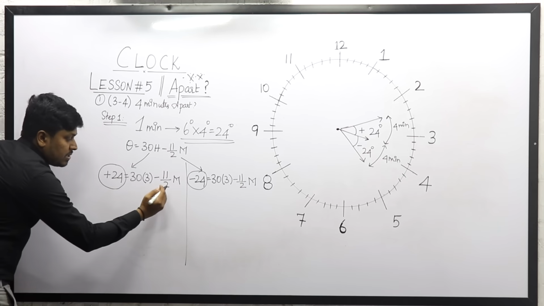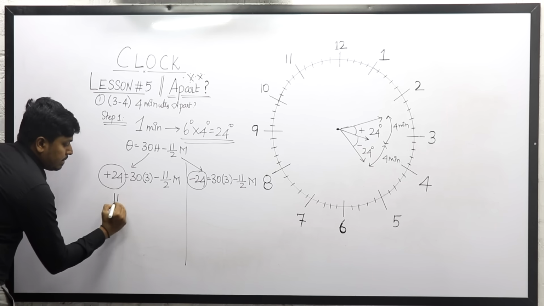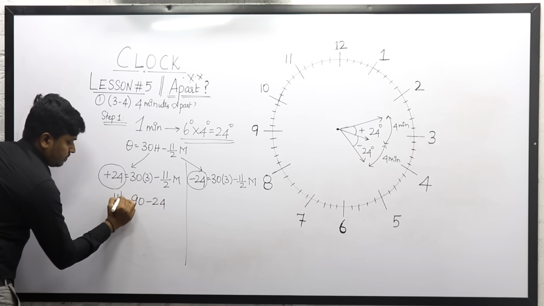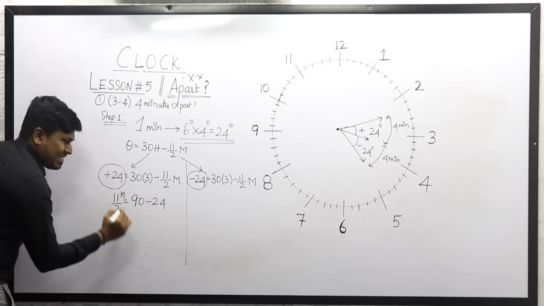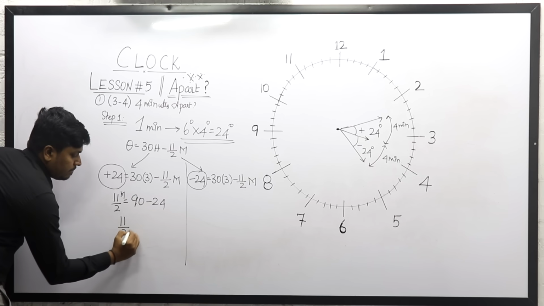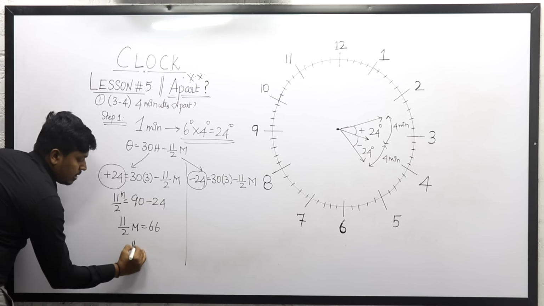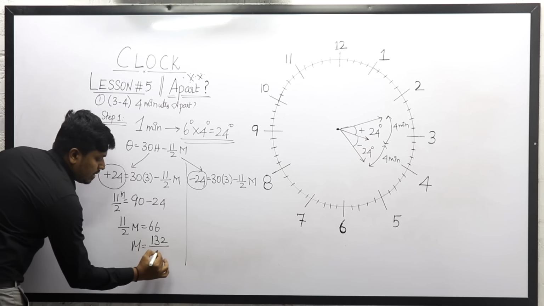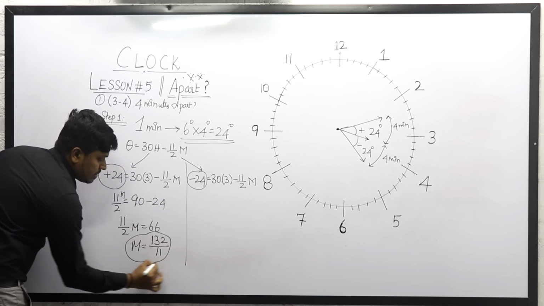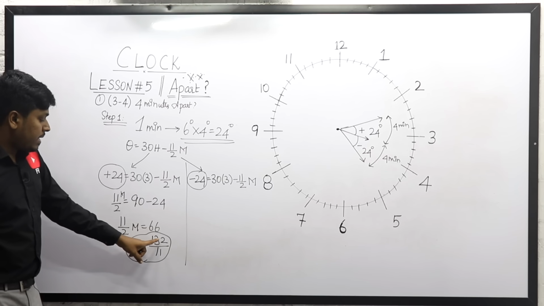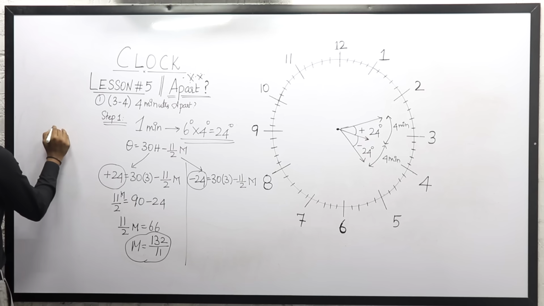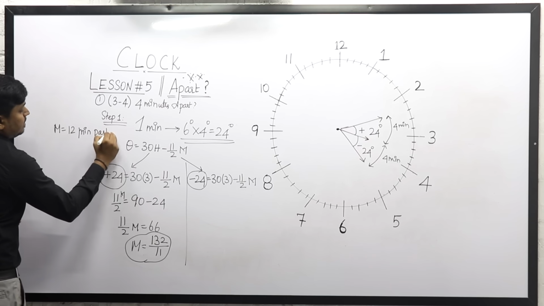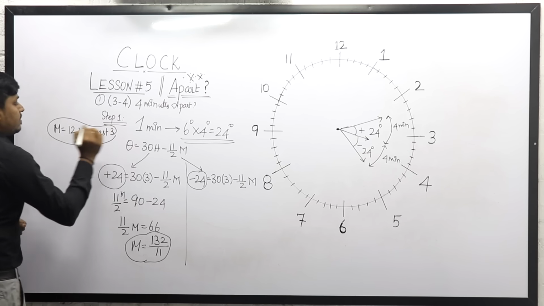So let me solve this. Bring this 11 by 2 m towards the left-hand side. So this will be plus 11 by 2 m equals 90 minus 24. So 90 minus 24 will be 66. So 11 by 2 m is equal to 66. So m is equal to 66 into 2, which is 132, divided by 11. If you divide, 11 goes 12 times. So finally m is equal to 12 minutes. So we can say 12 minutes past 3. Understood? This will be the answer for the first possible diagram.